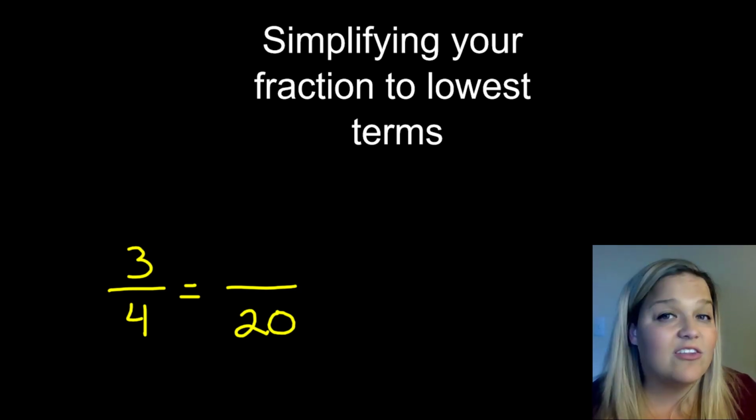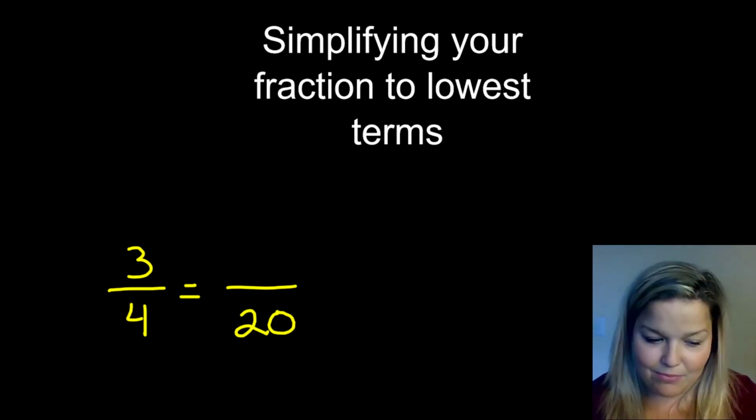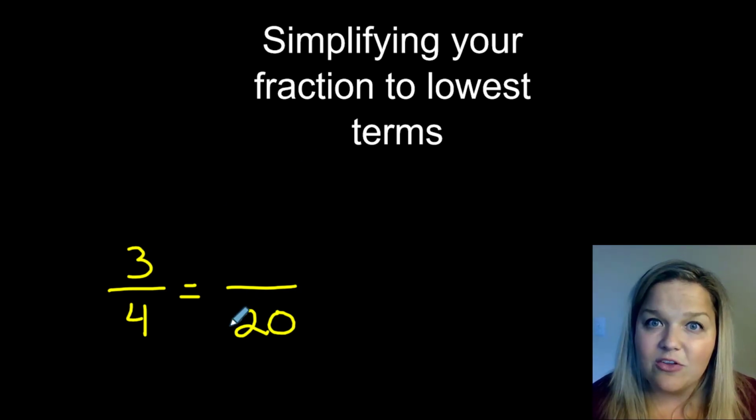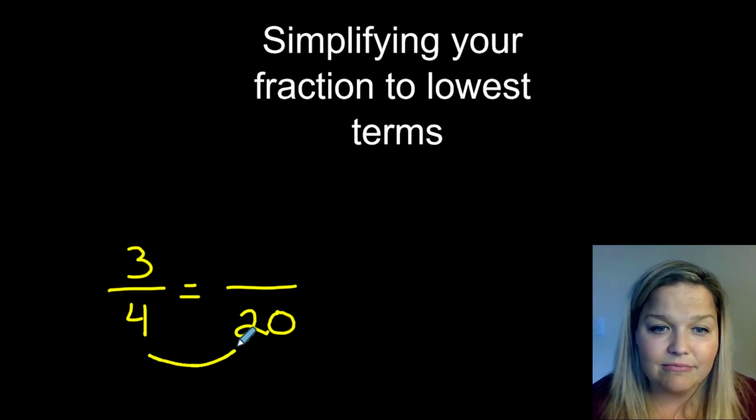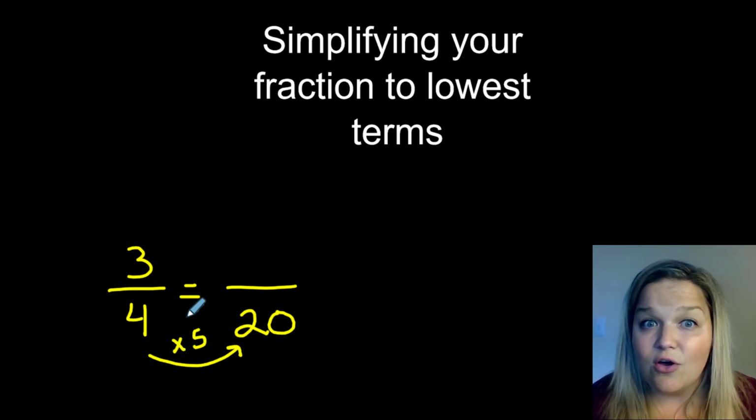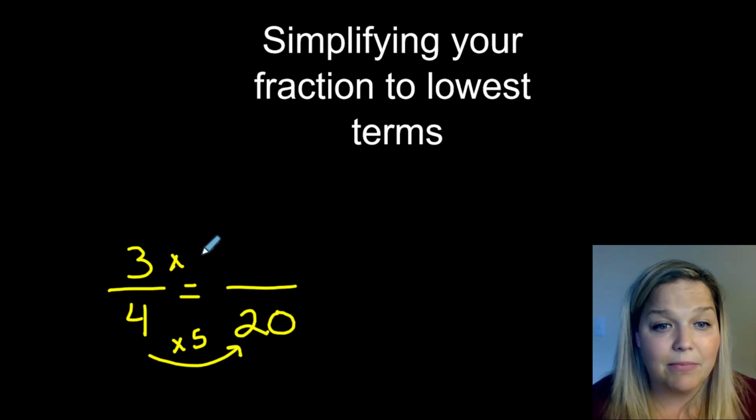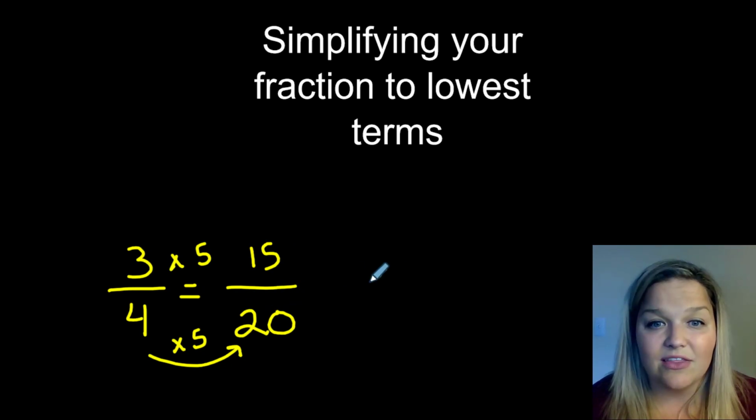That's right, you multiply by a quantity of 1 to make an equivalent fraction. What would you multiply 4 by to get to 20? Oh yeah, you multiply by 5. So you know you have to do the same thing to the top and the bottom. 3 times 5 equals what? That equals 15. So you know 3/4 equals 15/20.